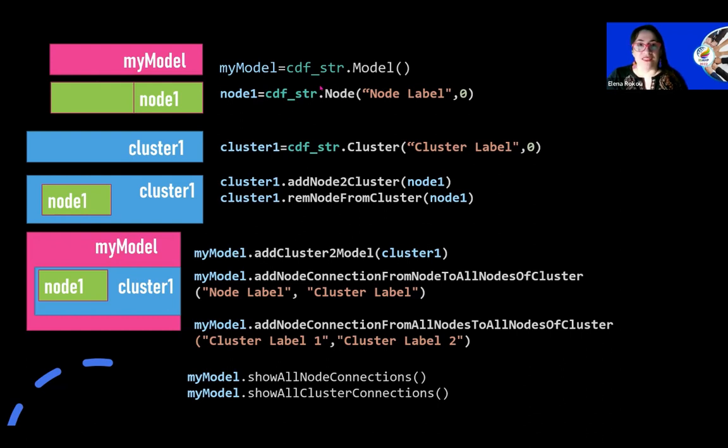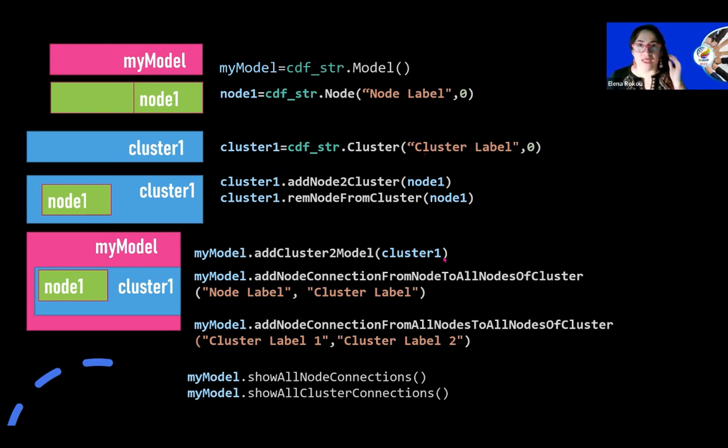Now, if you're wondering, the first part of the command is the name of the library that I'm using. CDF str would be CDF structure, that's why. But this is a nickname that I have given to the library. You can call it, I don't know, perfect library or whatever name you want, and then dot, that's the important part. Node is the command to create a node. Dot cluster is the command to create a cluster.